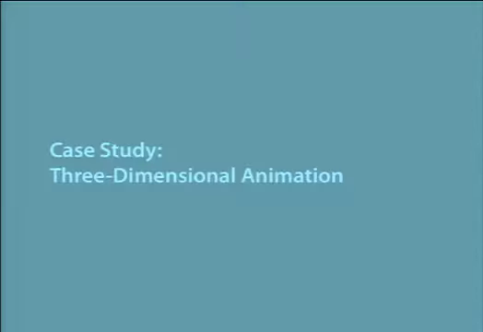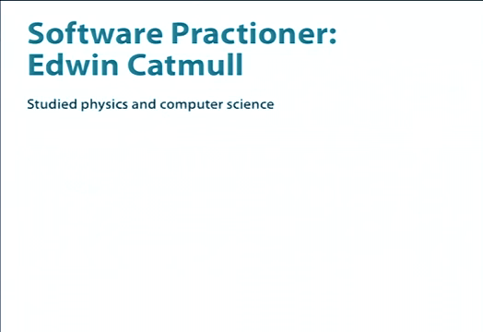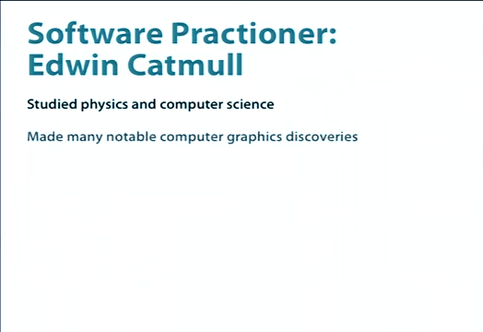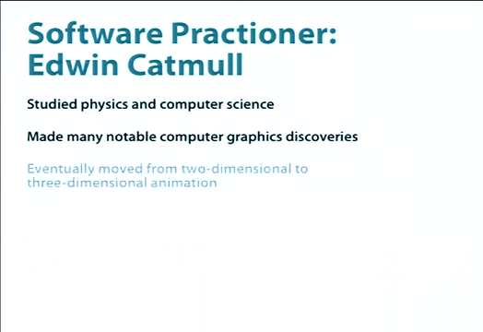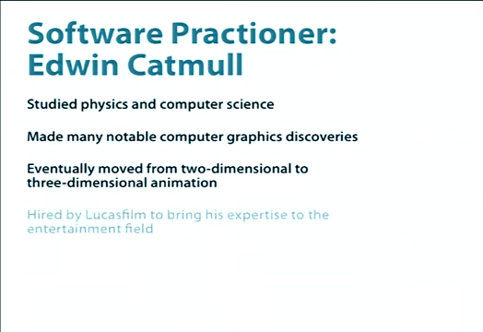An interesting historical example of this is the history of 3D animation. This actually happened long before the idea of domain-driven design came up, but I think it illustrates one of the key points behind domain-driven design. There was this guy, Edwin Catmull. He was a software practitioner. He studied physics and computer science. He made a lot of interesting discoveries in the computer graphics field, some really advanced stuff. He started out with 2D animation, then went into 3D animation. He ended up working at Lucasfilm, which of course later became Pixar, so that he could bring his expertise to the entertainment field.